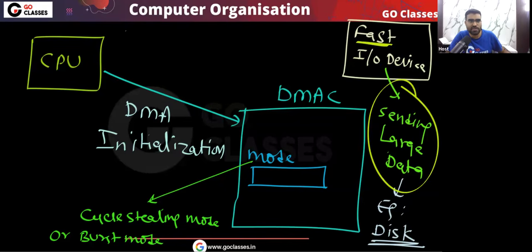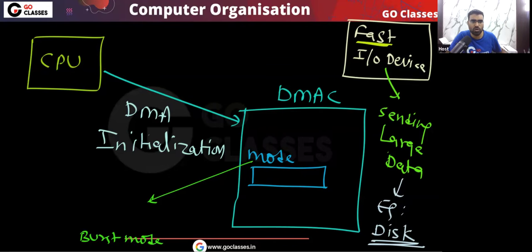And it is sending a large amount of data. Then tell me which mode is better. Let me know which mode is better now. In this situation, burst mode is better. Yes or no? In this situation, burst mode is better.